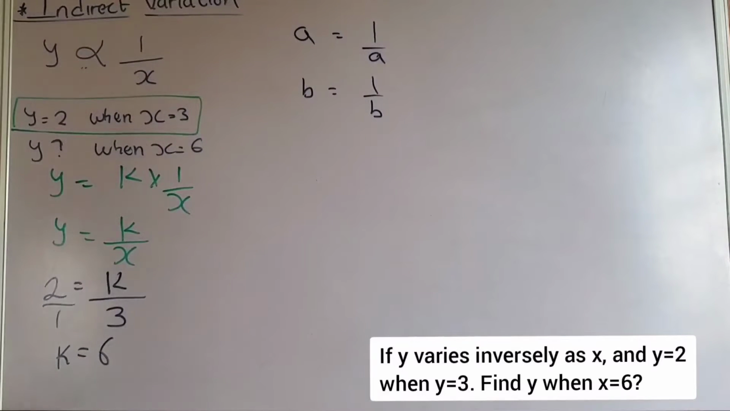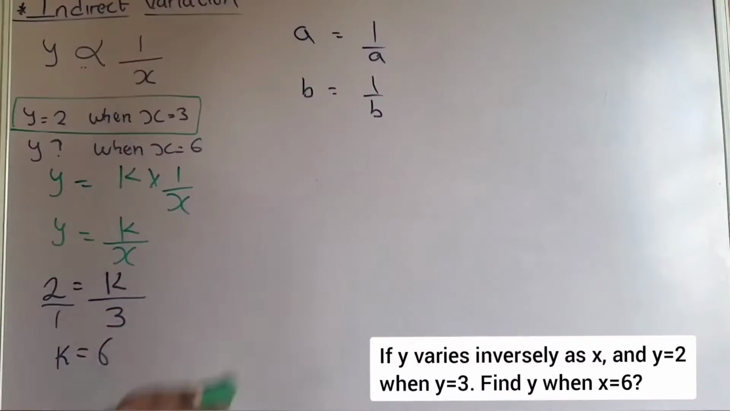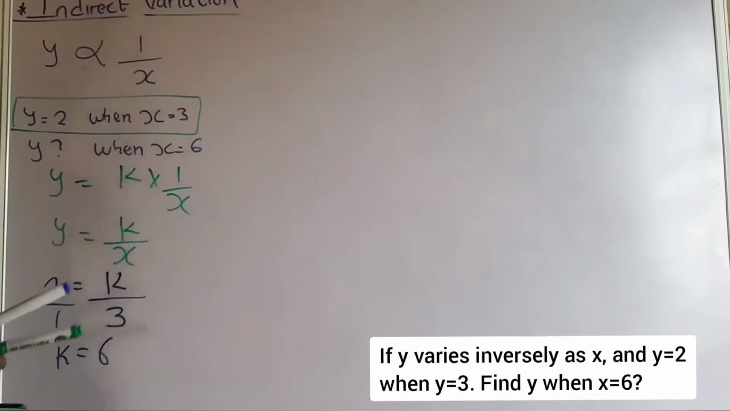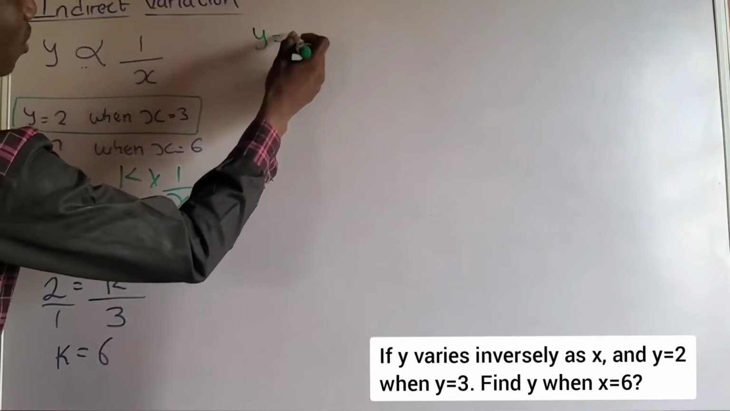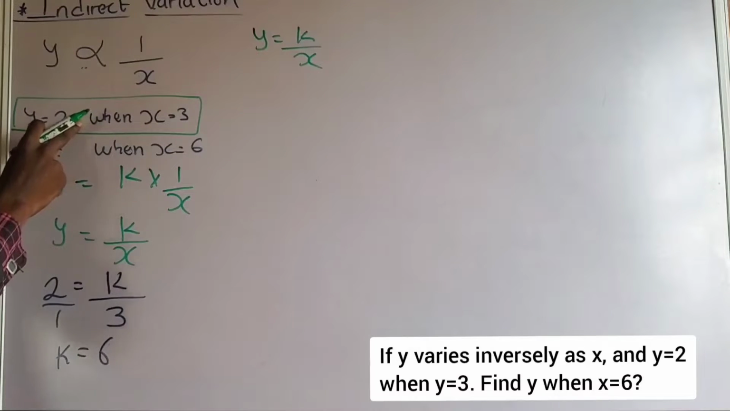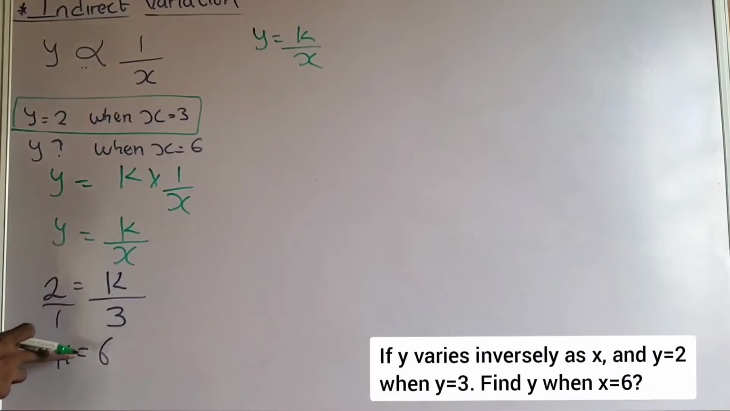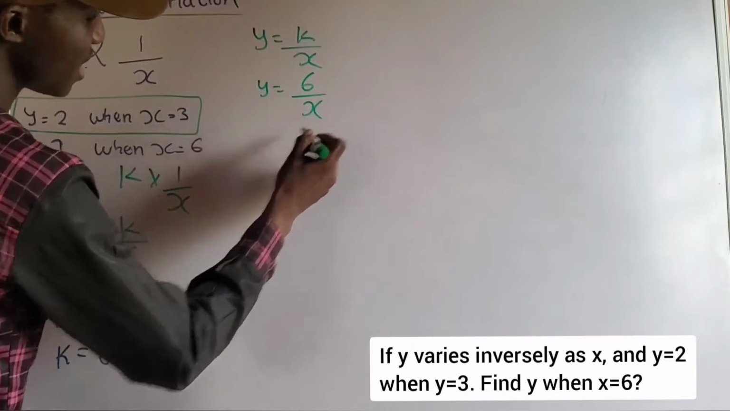Now, having gotten the value of k as 6, we can proceed to get the value of y when x equals 6. Okay, so how do we solve for the value of y when x equals 6? It's simple. Listen very carefully. You know that y equals k over x. And from what we are given here, we have already gotten the value of k as 6. So I'm going to have y equals 6 over x.